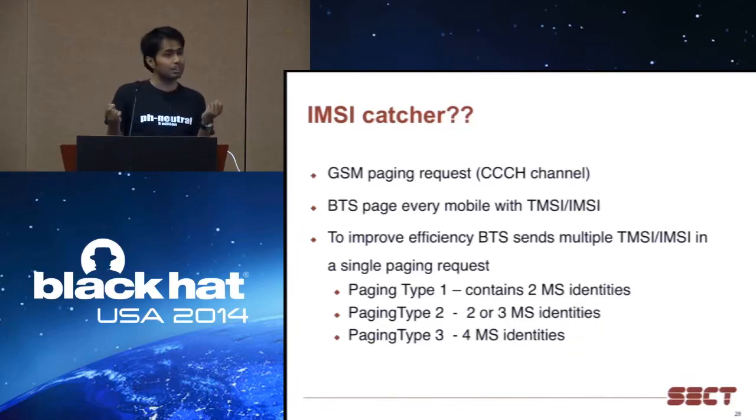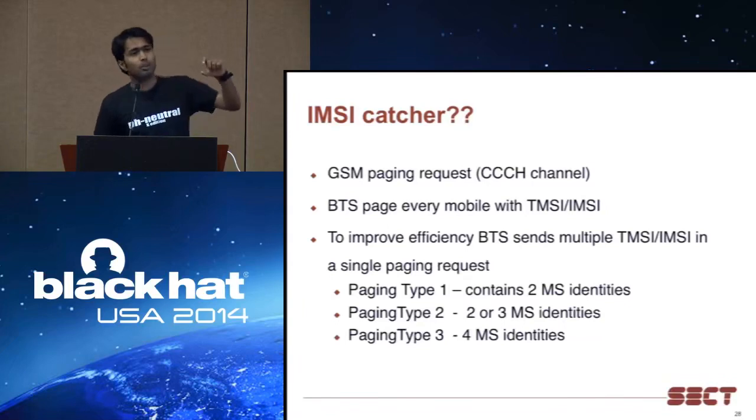So every mobile phone sees these other identifiers. And to improve the efficiency, all the base stations club 3-4 identities, combining a TMSI and IMSI in a single paging request and send it to the mobile phone. So the mobile phone sees in a single message 4 identifiers or maybe more than that.